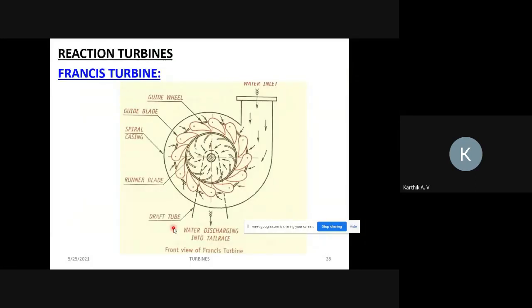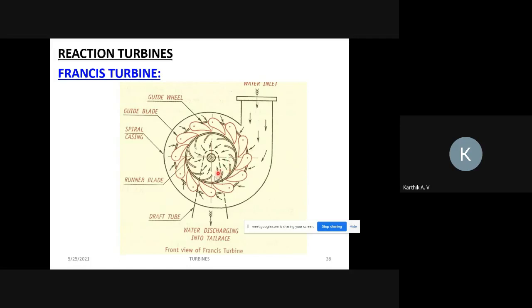Okay, next one is the reaction turbine. So a reaction turbine is nothing but reactive forces acting on the blade. Okay, so I already mentioned that there is a fixed blade and a moving blade in the reaction turbine. In an impulse turbine, the fixed blade acts as the nozzle, and the moving blade acts as that Pelton bucket type, the runner bucket. So that is the moving blade.